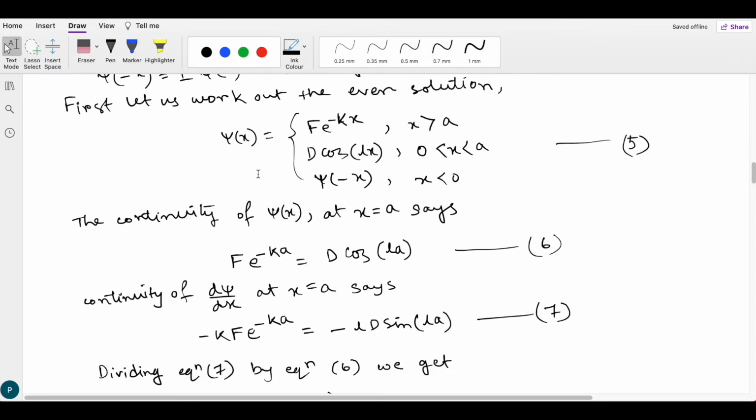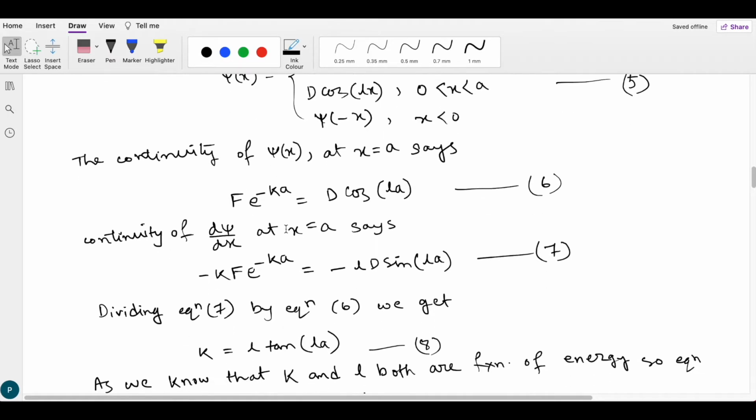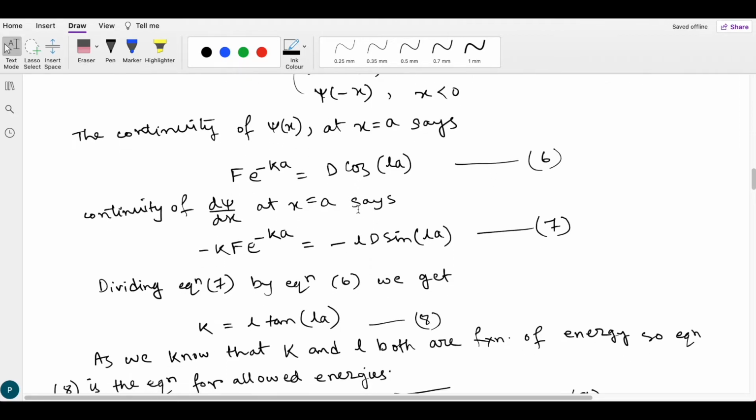The continuity of psi(x) at x equals a says F e to the power minus ka equals D cos la, and continuity of d psi by dx says minus k F e to the power minus ka equals minus l D sin la. Here the potential is finite, so psi and its derivative both are continuous across a boundary.